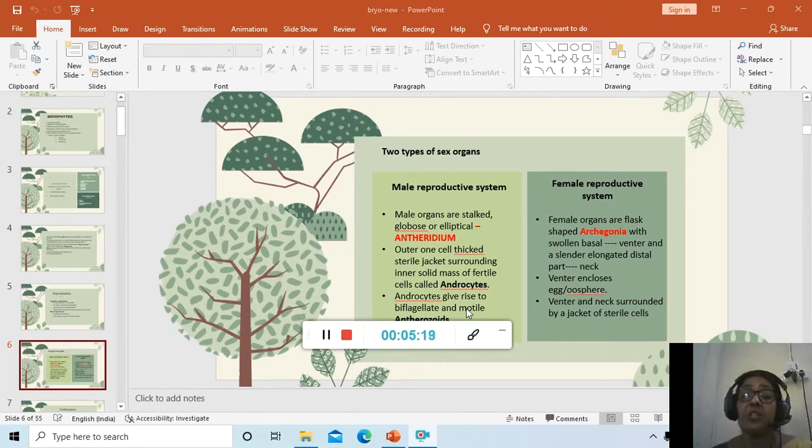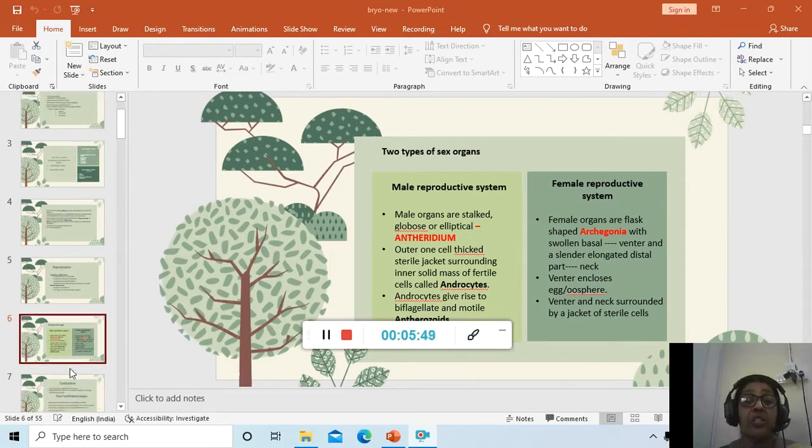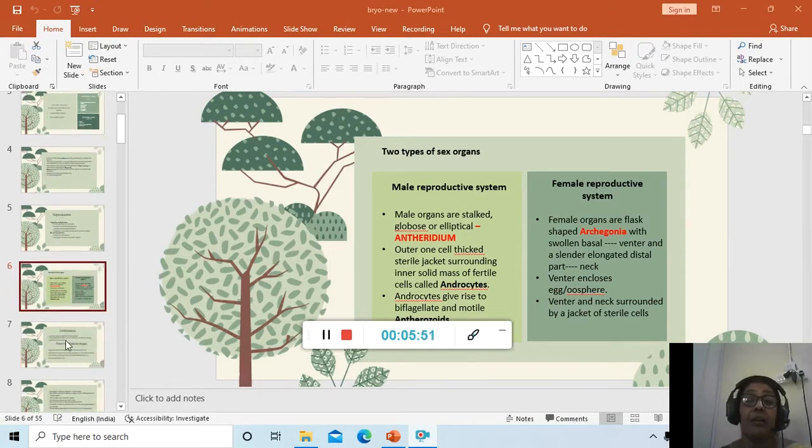It is a flask-shaped structure with a swollen base and a narrow neck. The basal region is called the venter, and the elongated distal part is called the neck. The venter encloses the egg or oosphere, and the venter and the neck are surrounded by a sterile jacket made up of sterile cells. That is the male and the female reproductive structure in general in bryophytes.